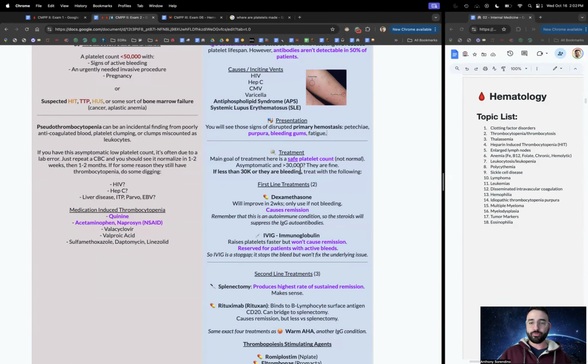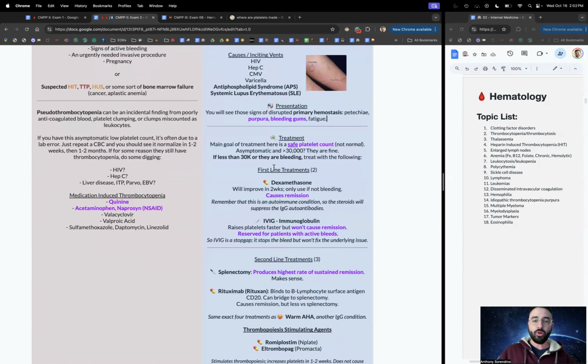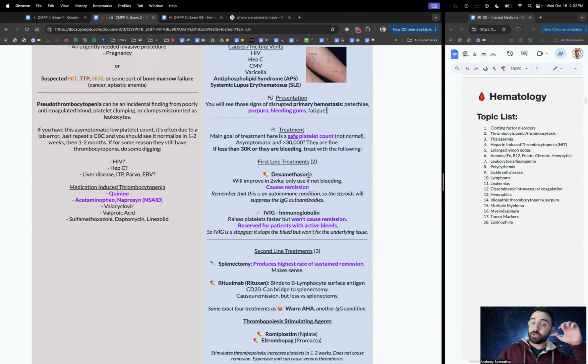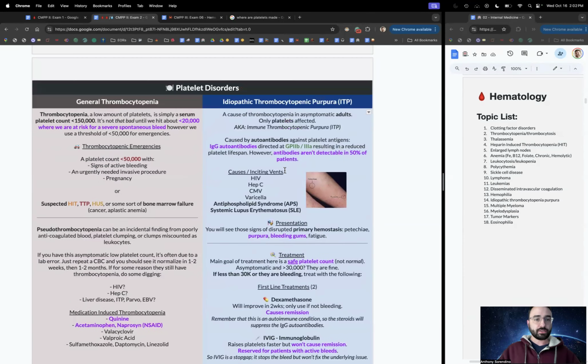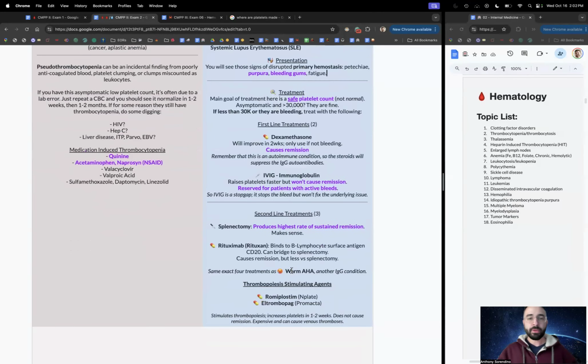The main goal of treatment here is just to get to a safe platelet count, not necessarily normal. They can go as low as 30K until you're actually concerned, especially if they're asymptomatic. So less than 30K, you're going to be at risk for spontaneous bleeds. Less than 20, close enough. But yeah, first line treatment, which can cause remission, is simply dexamethasone, Decadron. It's a steroid, right?